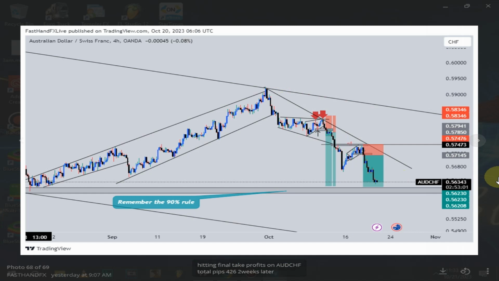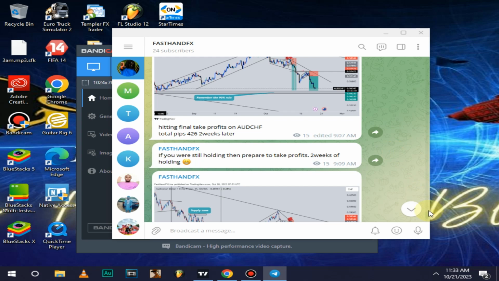All right, so the reason why I also held my position was this reminder that I did write last week, or about 2 weeks ago. Remember the 90% rule. I believe that price needed to complete that 90% rule before doing anything. So that's why I still held on to my position. That was quite amazing, guys.